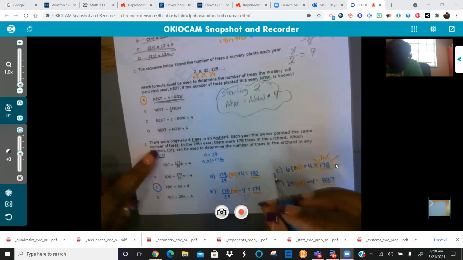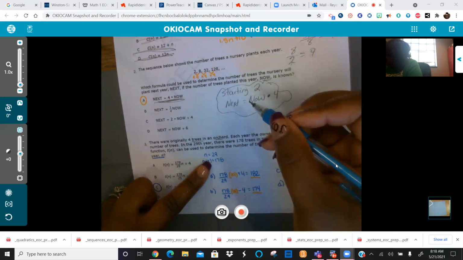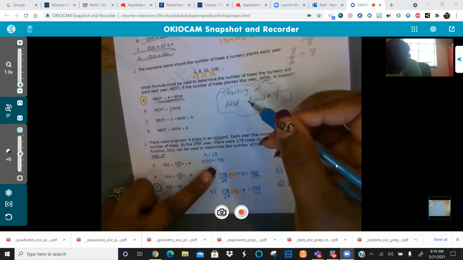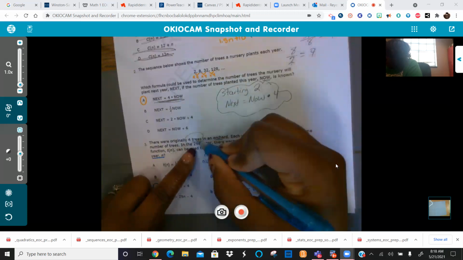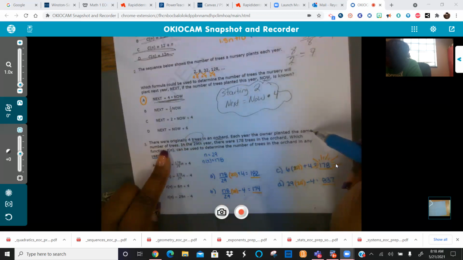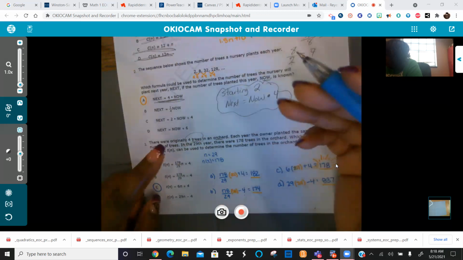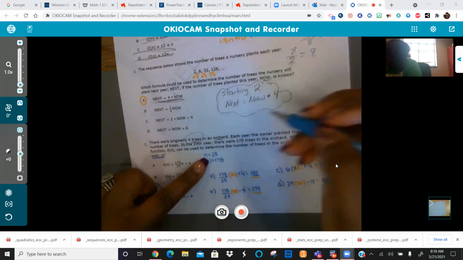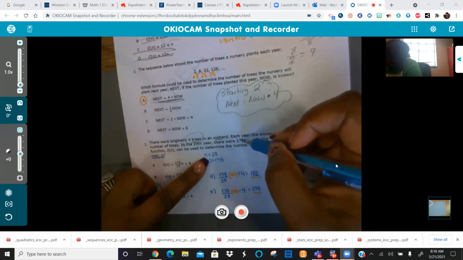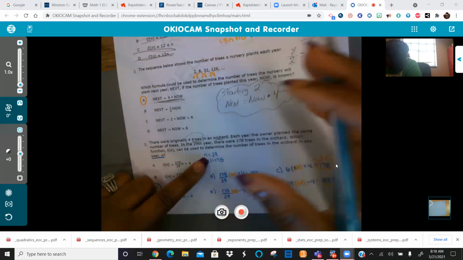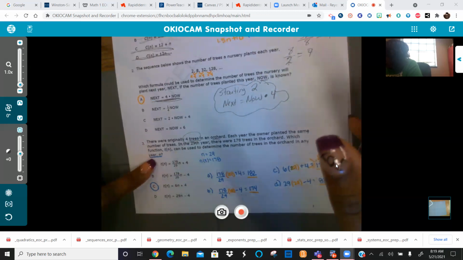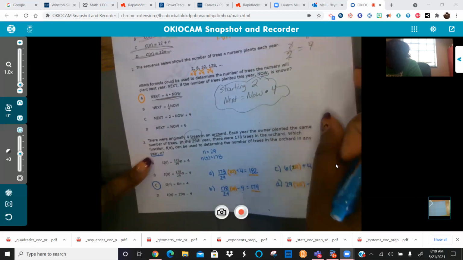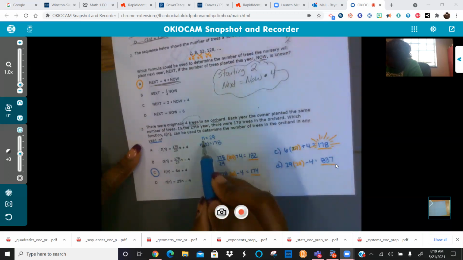All right, so you start off with, let's see, the original amount is 4. And each year they're going to plant the same number of trees every single year. So if you're planting the same number of trees every single year, it's going to be a linear function. In the 29th year, so that means n is equal to 29, there were 178 trees in the orchard altogether. Okay, so look at this. All right. Wait a minute. We're looking for the 29th term in the list.